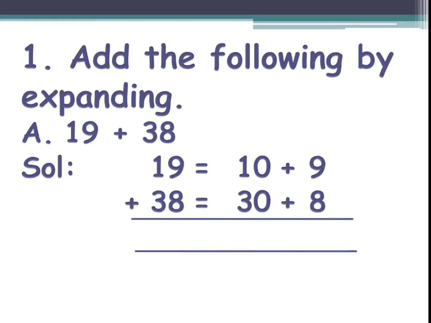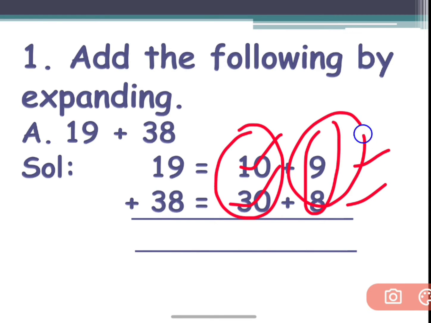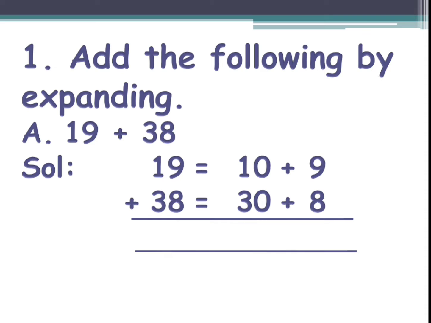When we are adding, we should start from the ones place, isn't it? This is your ones. These are tens, 10 and 30. These are 9 and 8, the ones. So you will start with ones. In ones place you have 9 plus 8. 9 in your mind, 8 on your fingers. After 9: 10, 11, 12, 13, 14, 15, 16, 17. So you got 17.